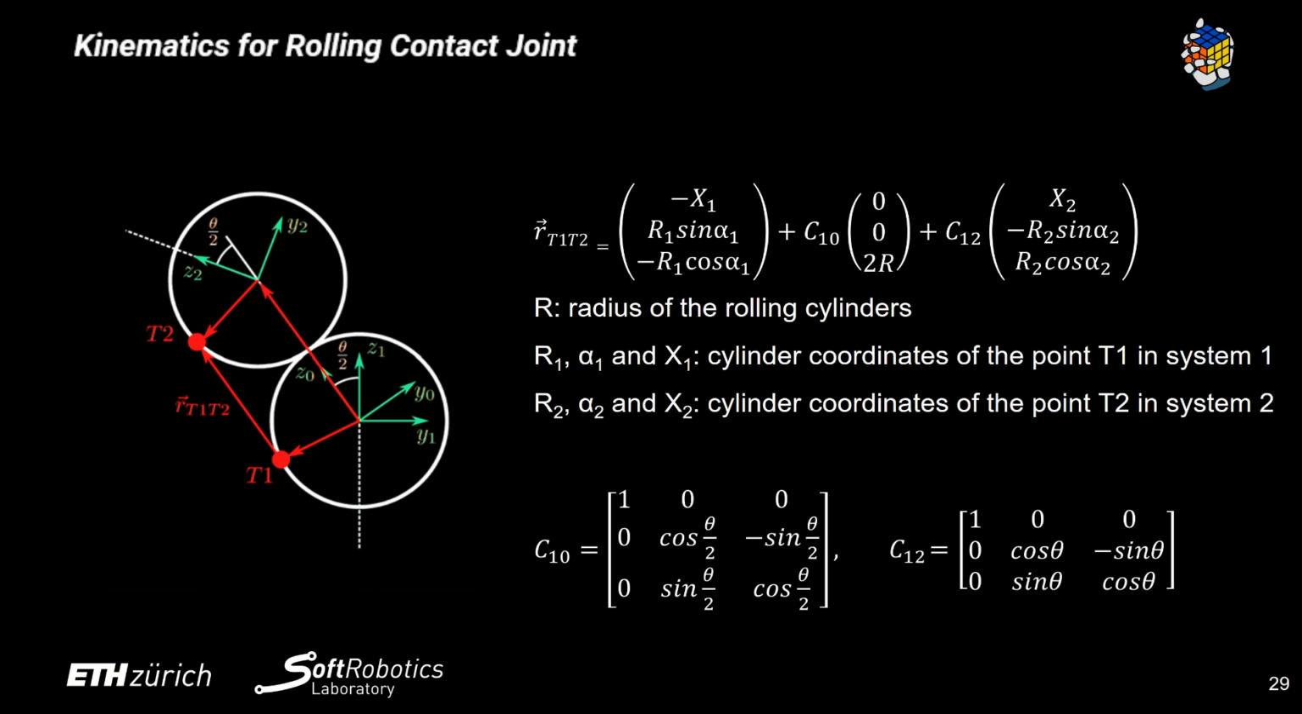With this, the exposed tendon length could be expressed as follows. R is the radius of the rolling cylinders, and R1, alpha1, and x1 are the cylinder coordinates of the point T1 in the coordinate system 1.